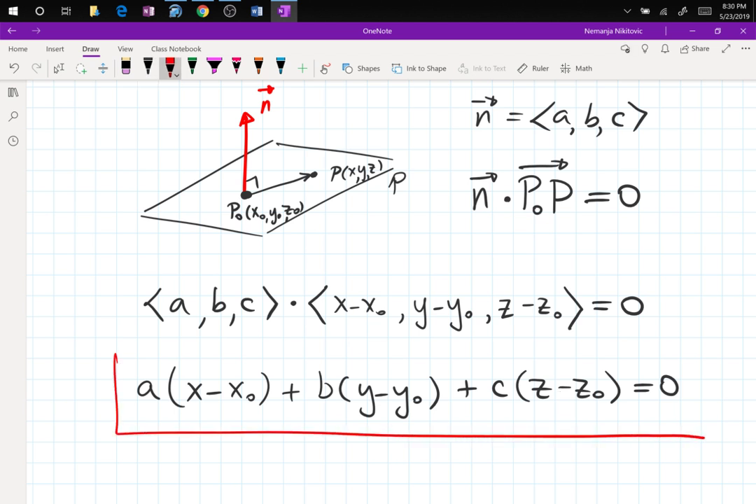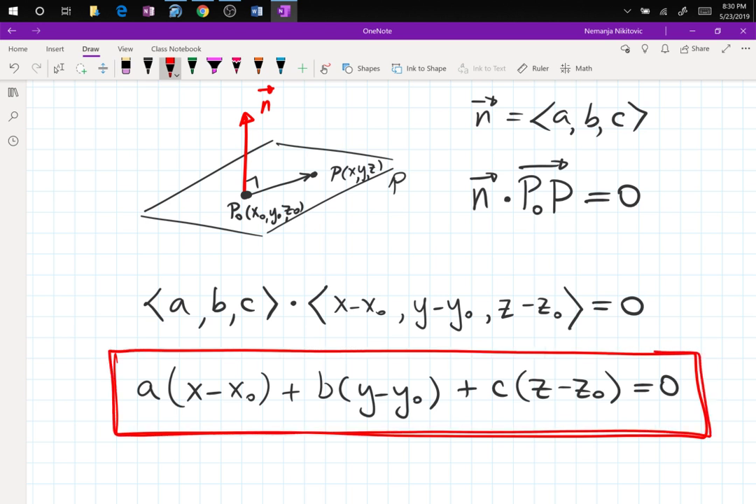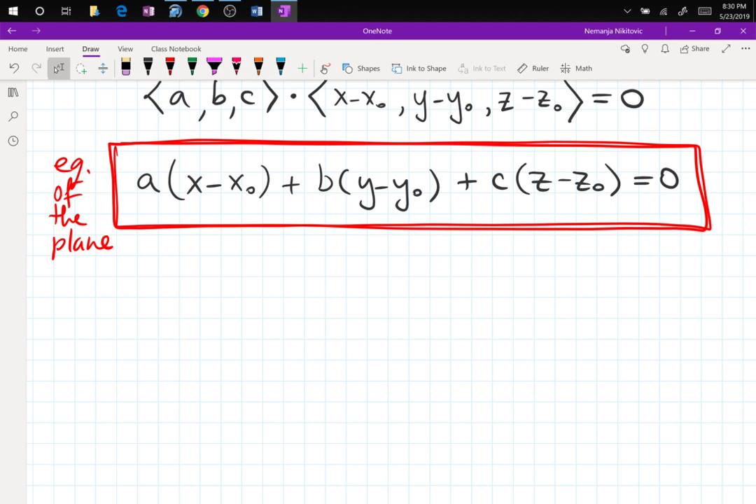Ta-da! This is what we were after. That's the equation of the plane. Hope you're not disappointed. Equation of the plane. Now x0, y0, z0 are numbers. A, b, and c are numbers.